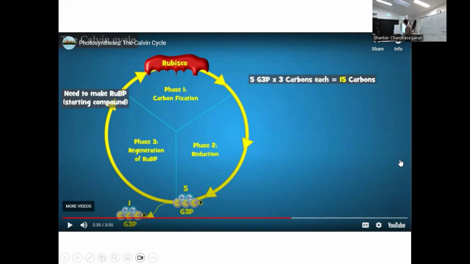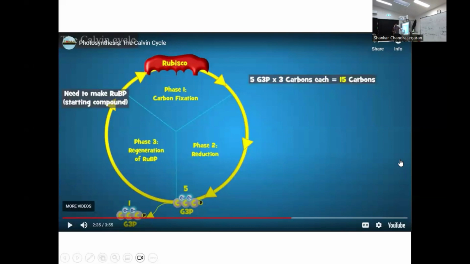So once that's happened, there's been 2 G3Ps stored away to make glucose. 5 will be sent back, and it will be regenerated into RuBP. And this is done through the action of ATP again. Remember the distribution of ATP to NADPH: only 12 NADPH was required, whereas 18 ATPs were required for this reaction. Why did it require so much ATP?